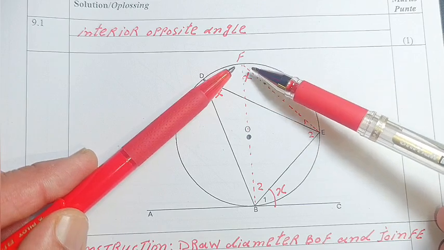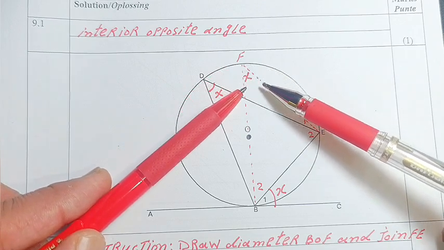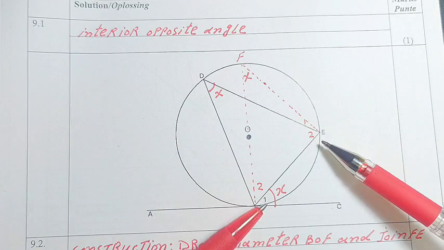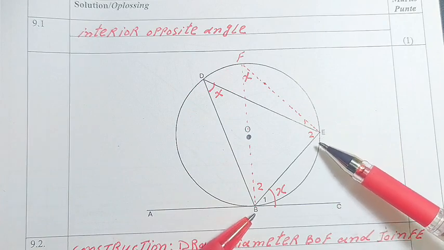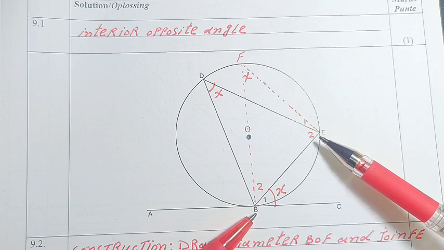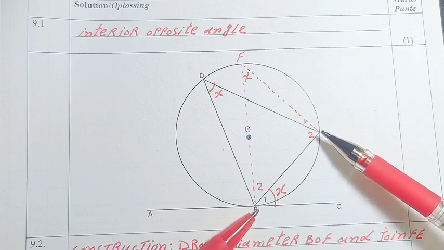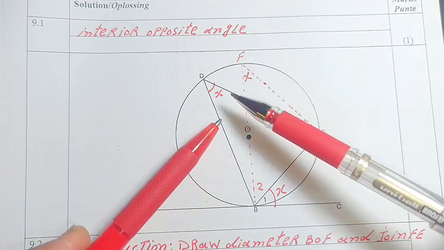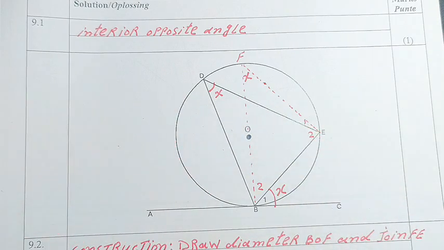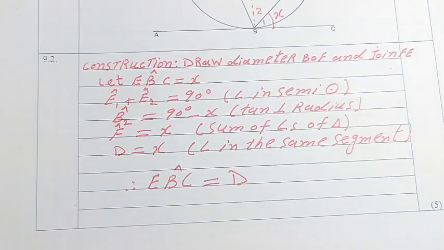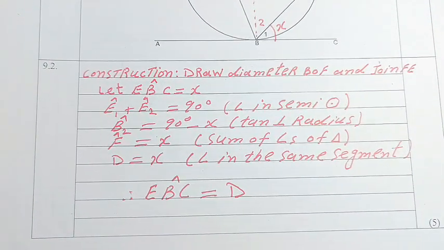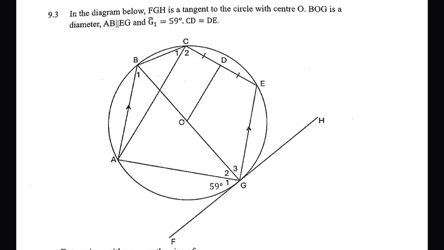Angle F is equal to x, and you can see, go back to the chord EB. The chord EB forms an angle F, and as well you can see it forms an angle D, angles in the same segment. So we proved the tan chord theorem. Question 9.3.